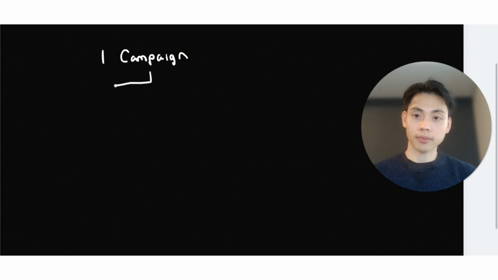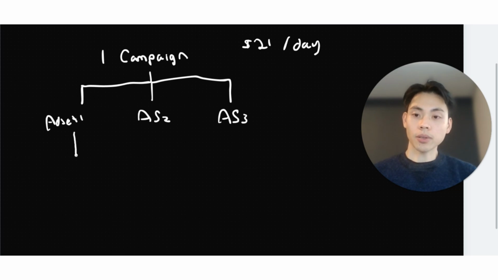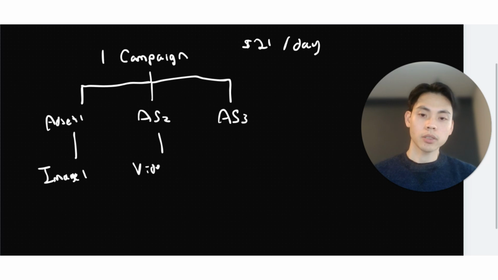So the way I structure it is, let's say you have a budget of $21 per day, right? Because then we could split that evenly into 3. So if your total budget is $21 per day, what I would do is I would create 3 ad sets. So you have ad set 1, you have ad set 2. Sorry for my writing, it's terrible. And then for each ad set, you're going to have image 1. If you're doing video, you can do video. So let's assume you have 1 image and 2 videos, right?